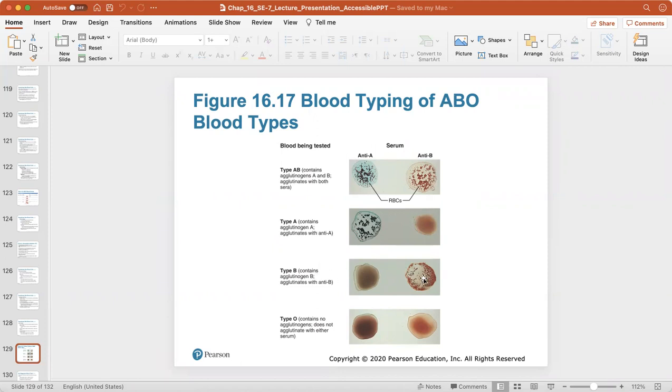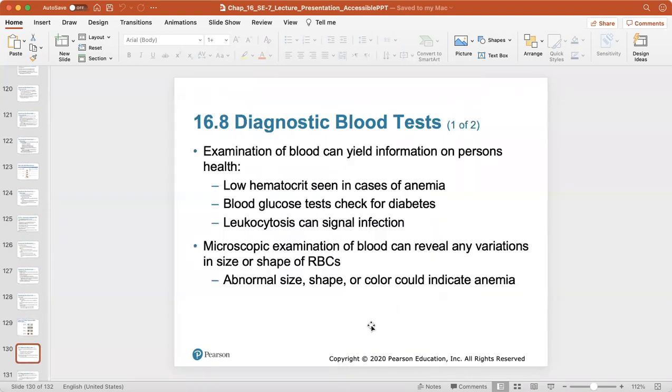Type B blood has the B antigen that'll clump with the anti-B antibody. And type O blood doesn't contain any antigens on the surface of the red blood cells, so no clumping will be seen when mixed with the different antibodies.